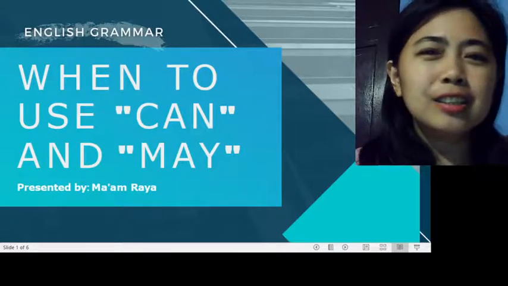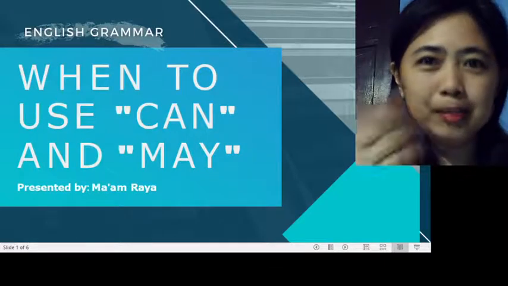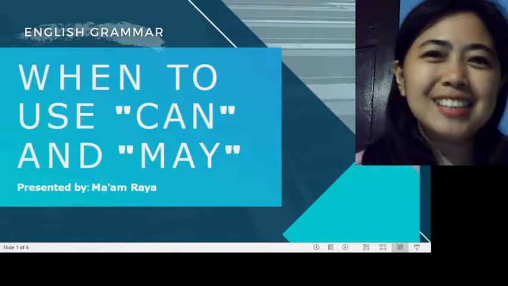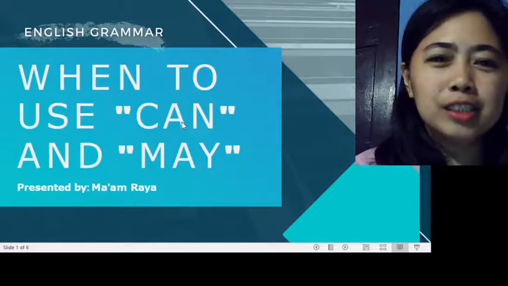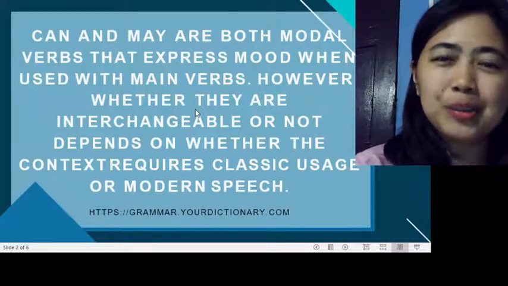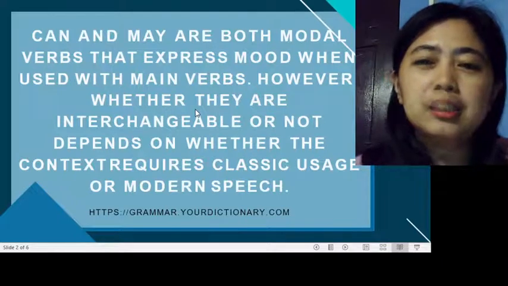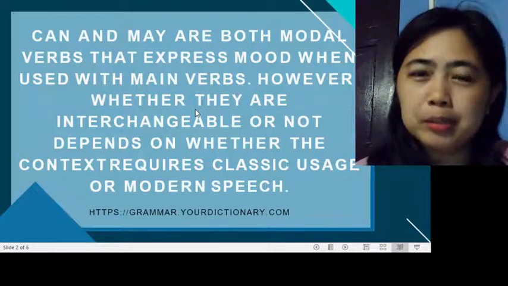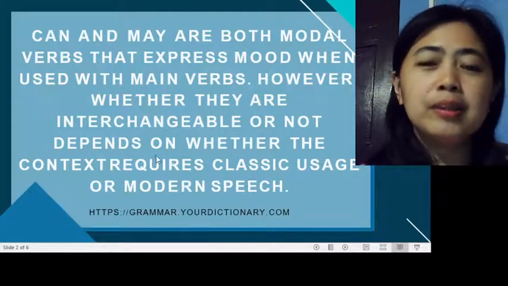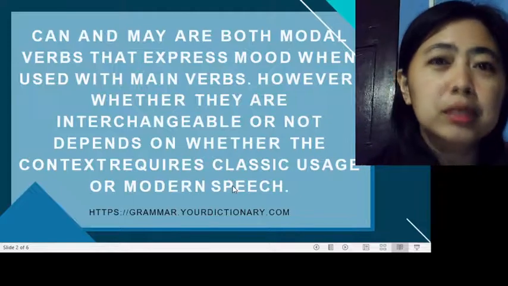So let's try to study how the structures of can and may differ in sentences, or the context around the sentence. Okay, so let's start. For the discussion of when to use can and may, according to grammar.yourdictionary.com, can and may are both modal verbs that express mood when used with main verbs. However, whether they are interchangeable or not depends on whether the context requires classic usage or modern speech.